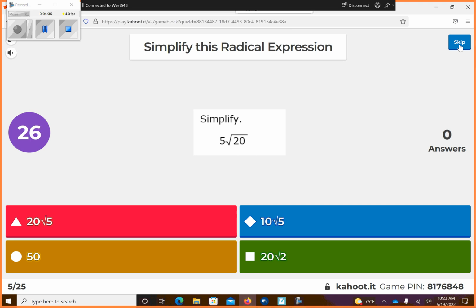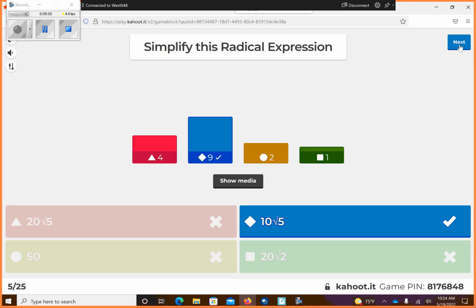Very similar to the last one. Make sure whatever you take the square root of, you multiply times 5. Looks like 9 of you got it right. Those of you who didn't get it right, let's take a look at it real quick.